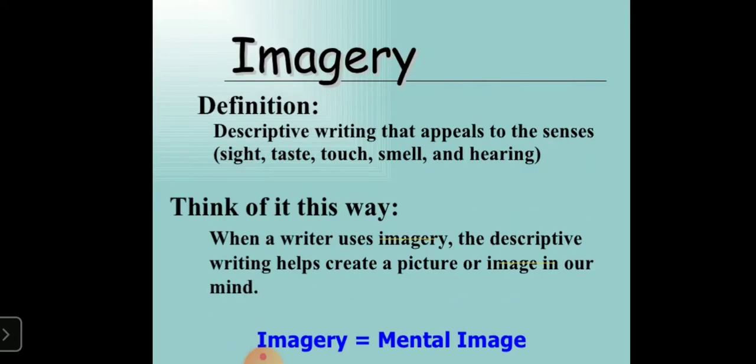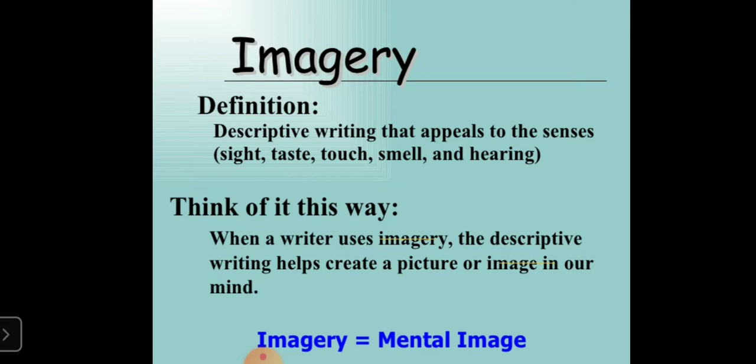What does this mean? How many types of senses are there? There are five types of senses. You all must be knowing it: sight, taste, touch, smell, and hearing. So, my dear, what is imagery? When a writer uses imagery, the descriptive writing helps create a picture or image in our mind. It means imagery is equal to mental image.